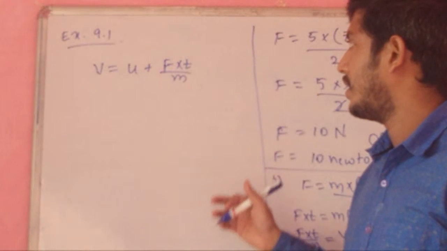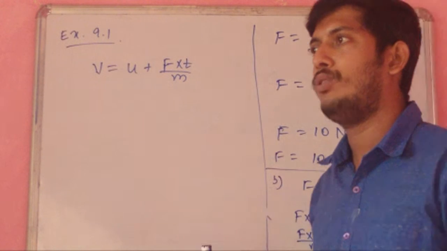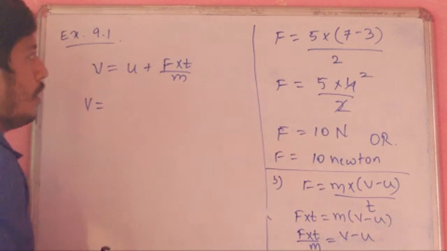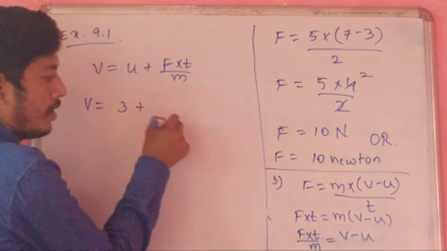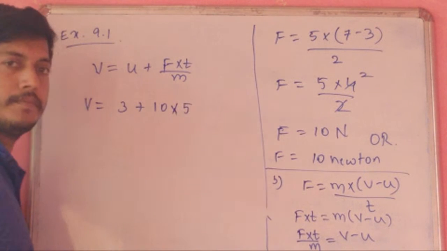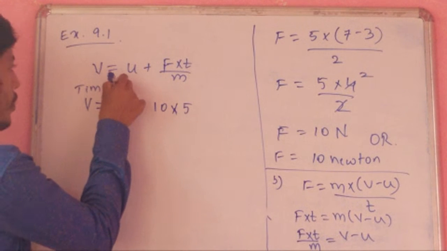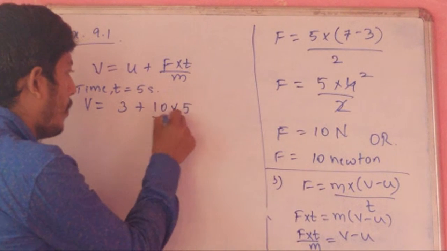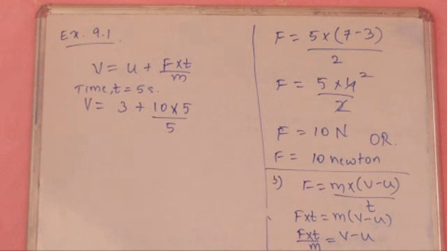Now again we consider the same values and solve the problem. I will substitute the values, and you have to comment me the final answer. V equals, the initial velocity u is 3 meter per second, plus force is 10 Newton, times the time taken, which in this case is 5 seconds, t equals 5 seconds, whole divided by m, the mass of the object, which is 5. Just simplify this and comment me the answer.